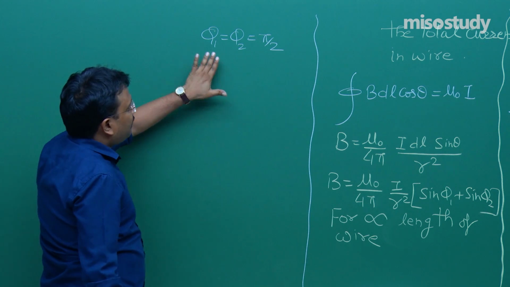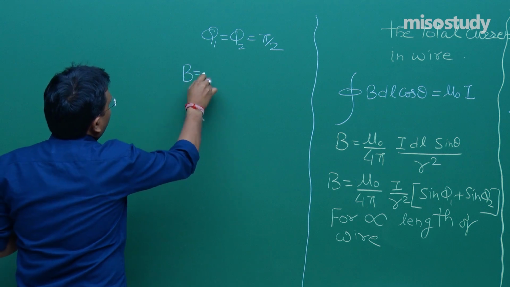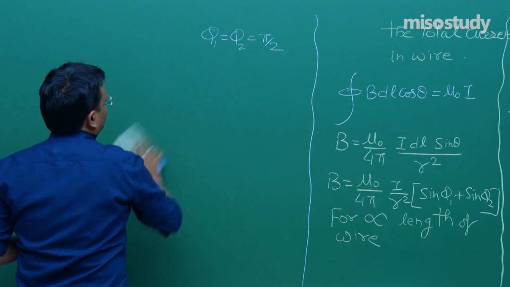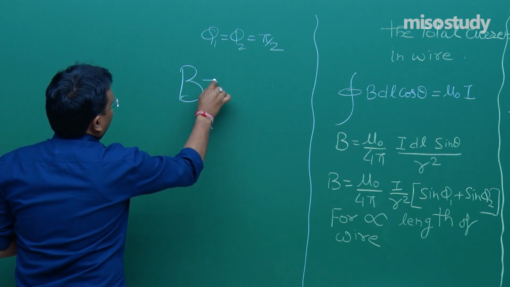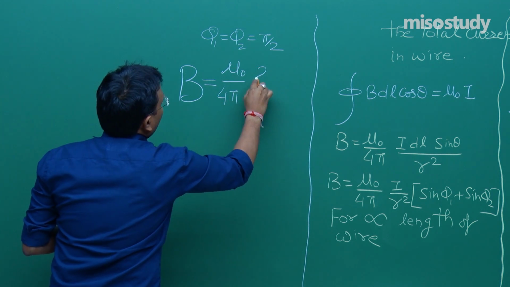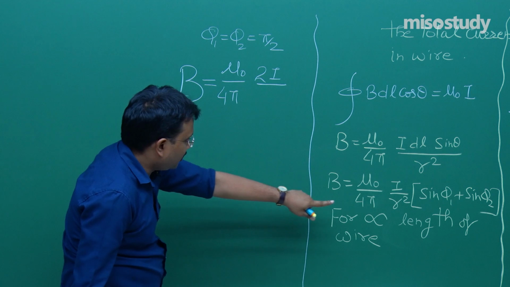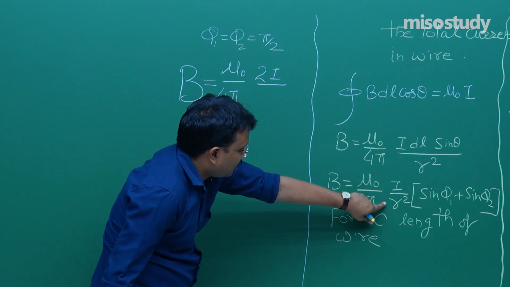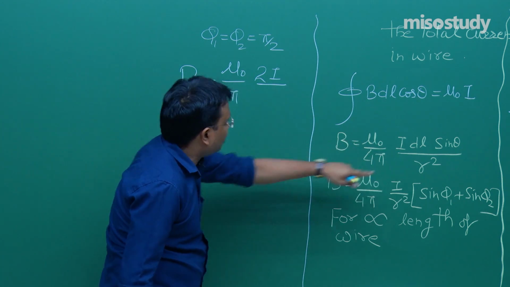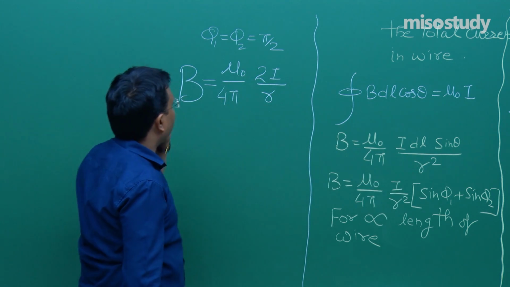So, if I put sin pi by 2 plus sin pi by 2, then what will I get? I will get B is equal to mu naught upon 4 pi, 2I by R square, this term that is coming over here as R. Now you can find that dl and this R, so finally you have to manage this dl and R square. So, directly I am mentioning this result.